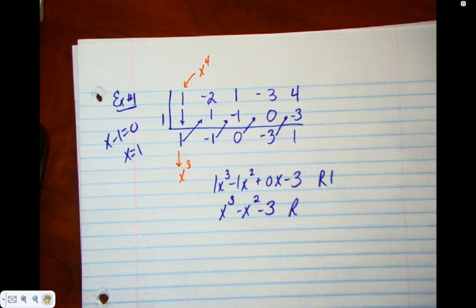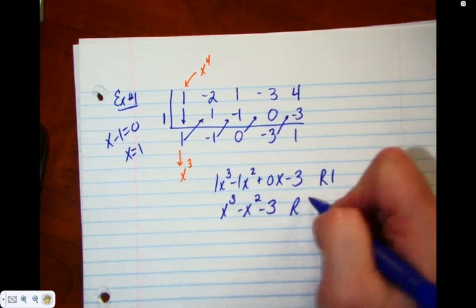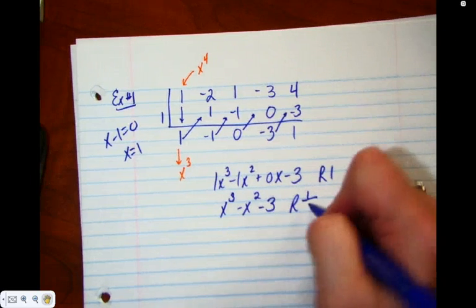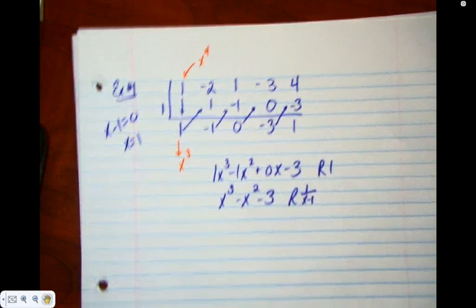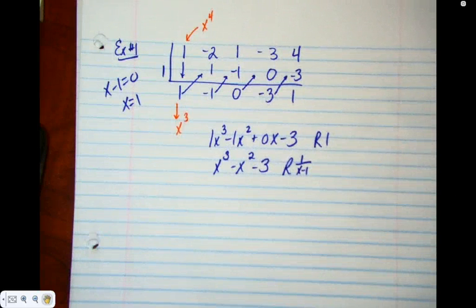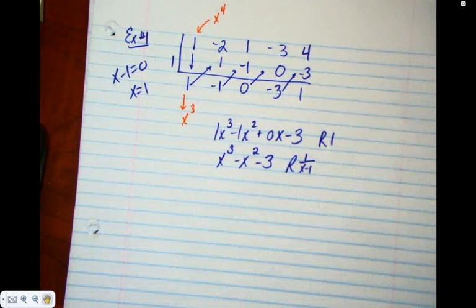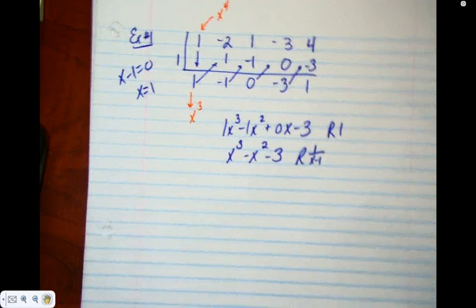And sometimes we just put a remainder of 1. Sometimes, and the book will do this, we'll put it as a fraction over the binomial. So it will be 1 over x minus 1. It's just showing that that's the remainder that didn't divide. So sometimes we leave it just as 1. Sometimes we put it over the binomial. Either way, it means the exact same thing. It means it's a remainder of 1.